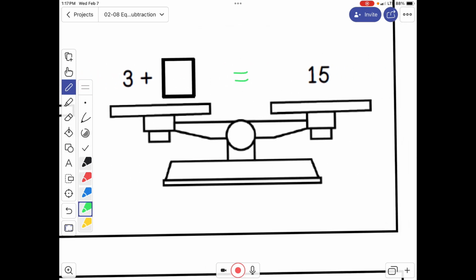And what would need to be in this box in order to keep it equal? 3 plus what makes 15? Try taking 3 away from 15. What would you get? 12.